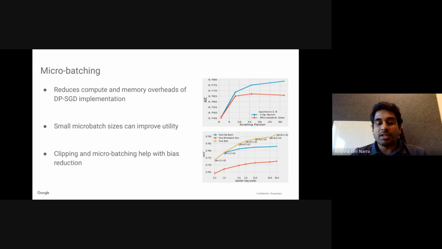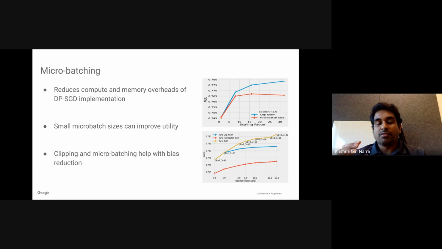Another hyperparameter that can be tuned is micro batching. As we discussed, during DP-SGD training we need to compute, for example, gradient L2 norms and clip the per-example gradients. However, clipping per example adds huge overheads. So a relaxed version of this is, instead of clipping per example, you can clip for a micro batch of examples.